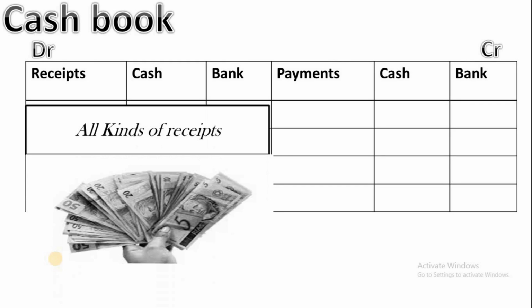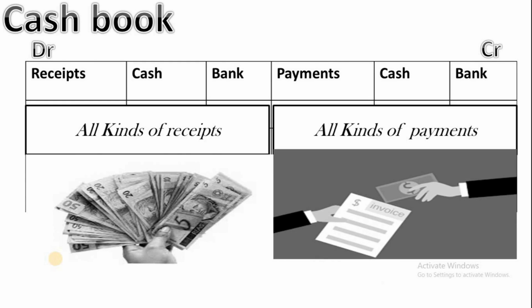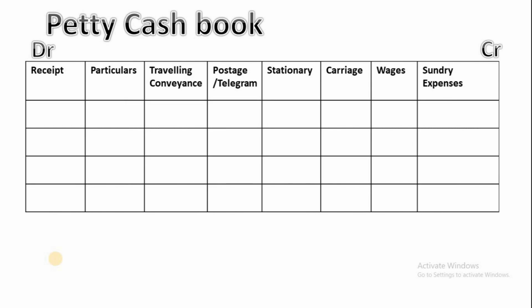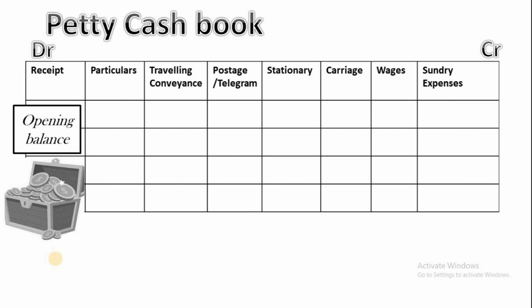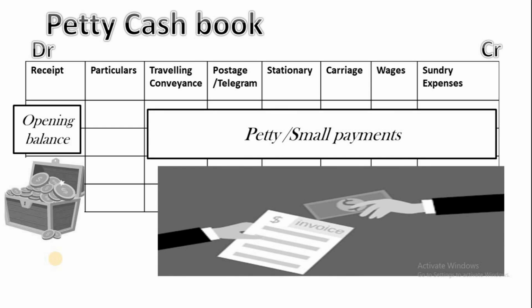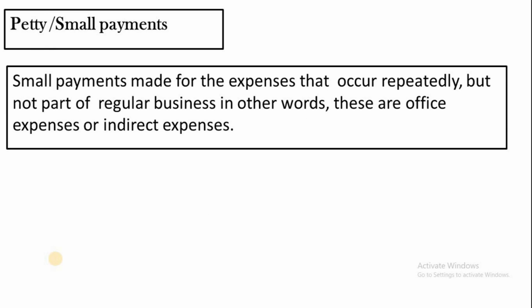In other cash books, we record all kinds of receipts on the debit side and all kinds of payments on the credit side. But in the petty cash book, we only record one type of receipt on the debit side. That is nothing but the opening balance of cash amount, and on the credit side, we record a lot of petty payments. Now, what are petty payments? Petty payments are also called small payments. These small payments are made for the expenses that occur repeatedly, meaning continuously, but are not a part of regular business. In other words, we can say that these are office expenses or indirect expenses.